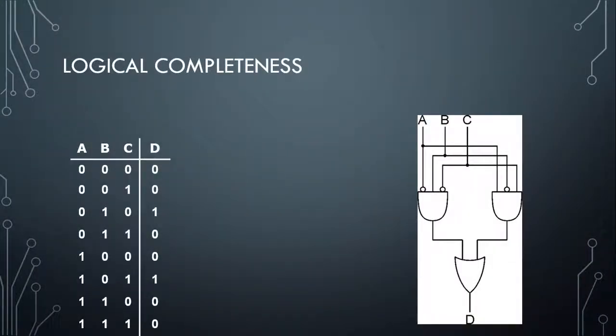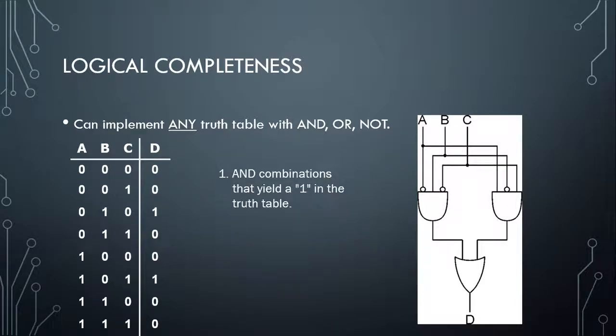Now, we also need to talk about logical completeness. With logical completeness, you can implement any truth table with an AND, an OR, and a NOT. In this, we have AND combinations that yield a 1 in the truth table. So if we look here, I have A, B, C again. I'm going to start off by saying everything is 0, so I know the output has to be 0.